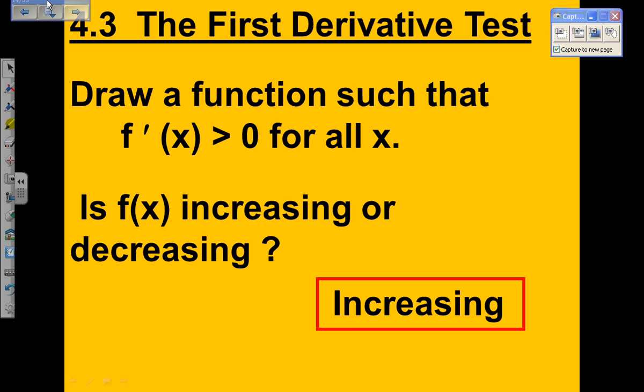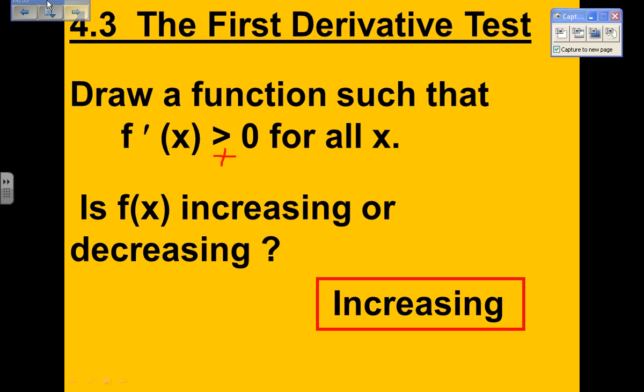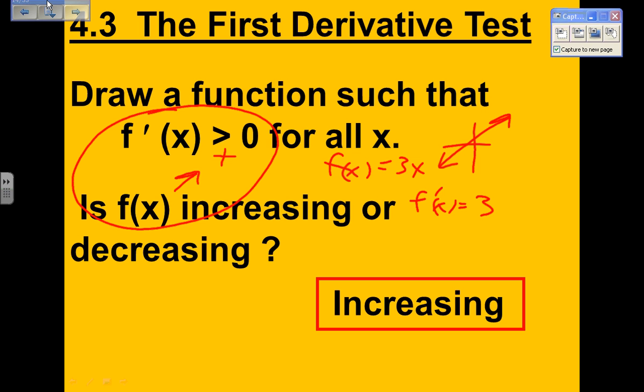Okay? When the derivative is positive, that means f of x is going up. For example, if f of x equals 3x, the derivative is 3. The line looks like it's going up for all x's, okay? These two symbols go together. The derivative positive, the function is increasing. If the derivative is negative, the function is going to be decreasing.